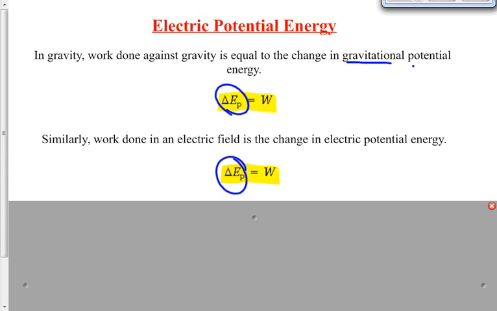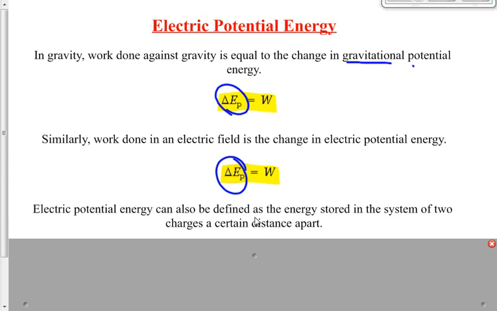We can't say it's the energy stored in a charge above a certain charge. Okay, when we're talking about electric potential energy, it's going to be the energy stored in the system of two charges a certain distance apart. Just like gravity really should be the energy stored in the system of two masses a certain distance apart. We could shorten the definition, simplify the definition for gravitational potential energy, and it works fine in almost every single case. But we can't do that for electricity, at least not usually. So we're going to leave it in the long form for electricity.